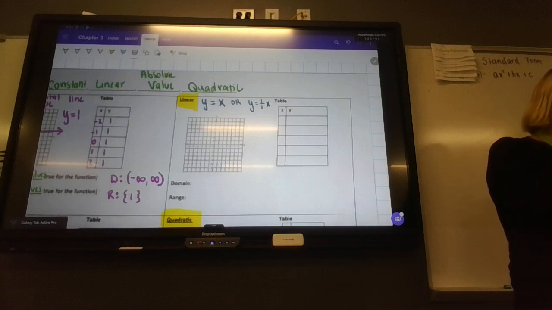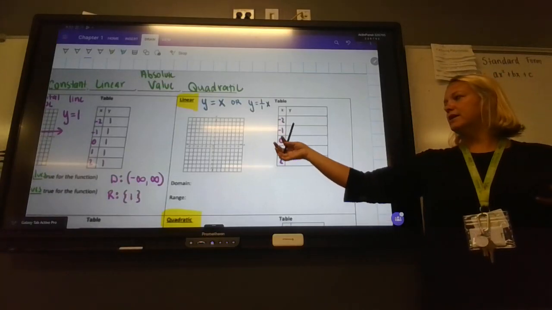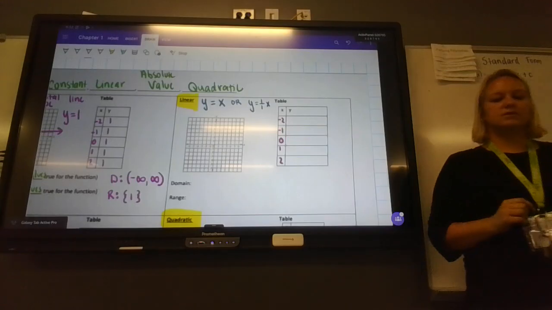So it does have a slope, yeah. So we're going to fill out a table. We're going to plug in x is negative 2, x is negative 1, x is 0, x is 1, x is 2.